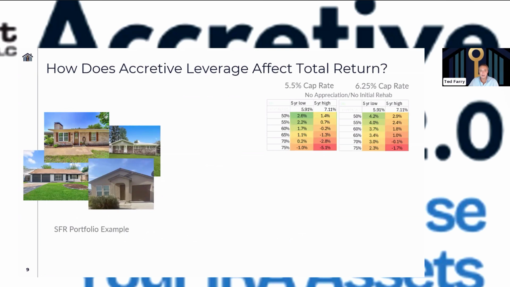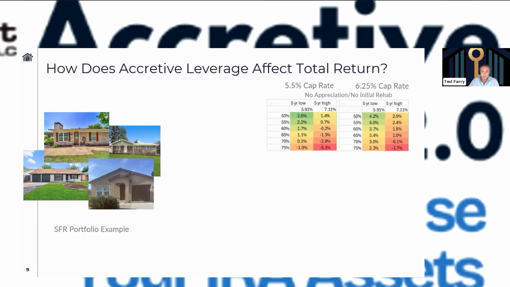In every scenario, we have negative accretive leverage. That's what I'm talking about here. I don't know if you can see my arrow, but I'm referring to this movement of higher yield at lower leverage and lower yield at higher leverage.